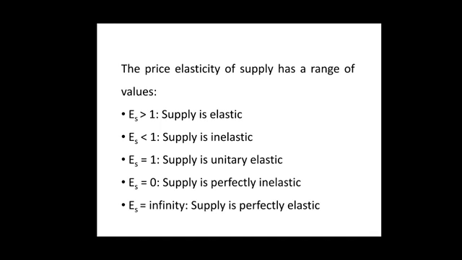First, elasticity of supply greater than 1, and it is known as elastic supply. Second, elasticity of supply less than 1, which means supply is inelastic. Third, elasticity of supply is equal to 1, which means supply is unitary elastic. Fourth, elasticity of supply is equal to 0, which means supply is perfectly inelastic. And the fifth, elasticity of supply is equal to infinite, which means supply is perfectly elastic.